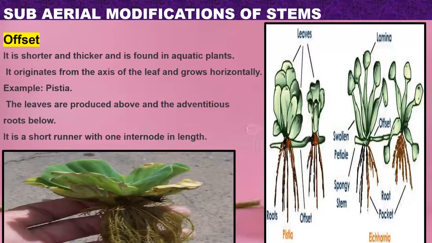Another very interesting subaerial stem is offset. It is shorter and thicker and is found in aquatic plants. It originates from the axis of the leaf and grows horizontally. Example is pistia. The leaves are produced above and the adventitious roots below. It is a short runner with one internode in length.